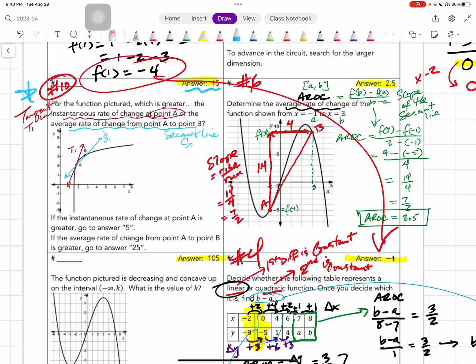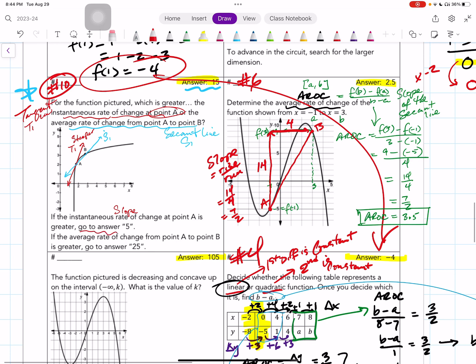And then we're going to read the question here. So it's if the instantaneous rate of change, we're talking about the slope there, okay, right? So when we talk about that, we're looking at the slope of the line, is greater, go to answer 5. And then if the average rate of change from A to B is greater, go to answer 25. Okay, so which one's greater? Well, guess what? The steeper one, right? This is steeper, so it has a greater slope. All right, so we are going to go to answer 5.